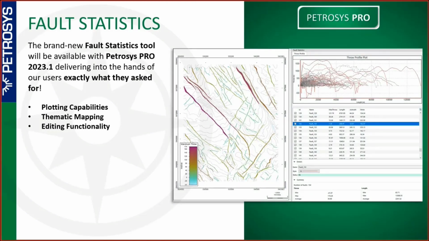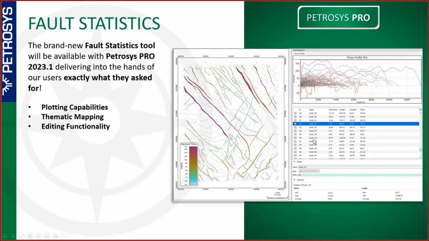So after gathering that feedback, we developed this fault statistics tool. This tool, as I mentioned, is part of the mapping canvas of Petrosys PRO. When opened, it will open a panel to the right-hand side of your mapping canvas, where it will display a throw profile along with tabular data showing the maximum throw, the length, the azimuth, and the strike of each fault included within your selected file.